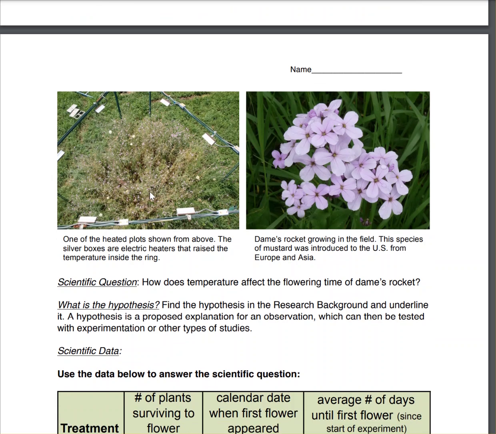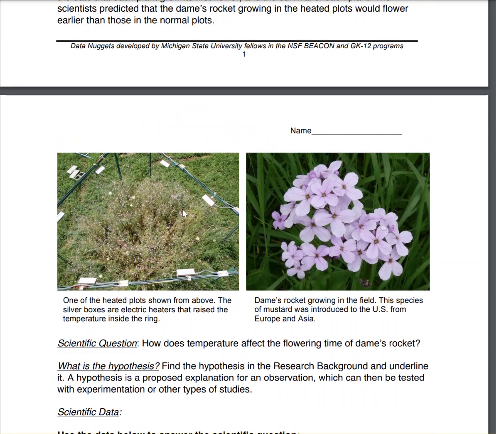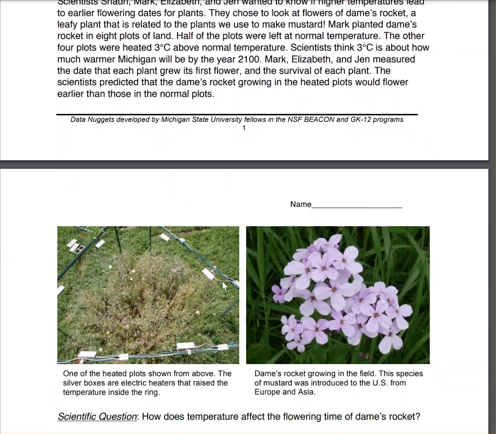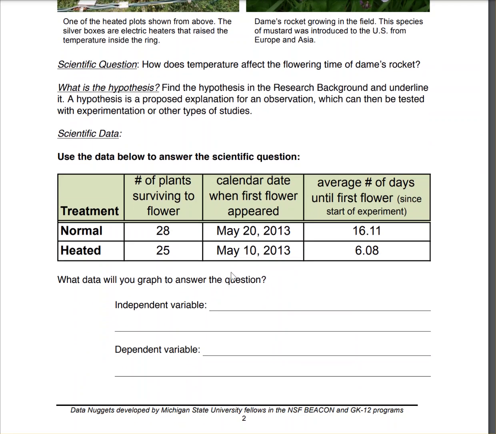All right, so now I'm going to walk you through how to answer these questions. By this point, you should have either listened to me read through this or read through it on your own. And now we get to this part. It tells us what their scientific question is. The question they were trying to answer with this experiment was, how does temperature affect the flowering time of Dame's rocket?